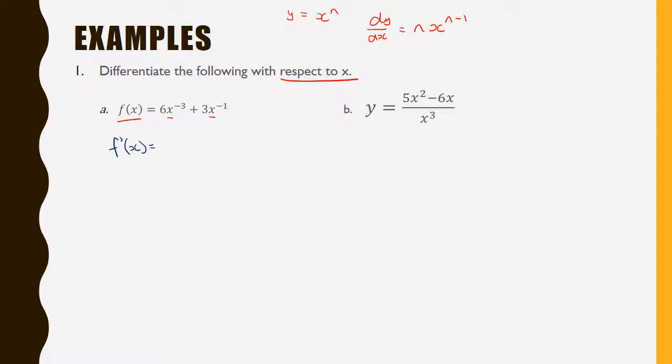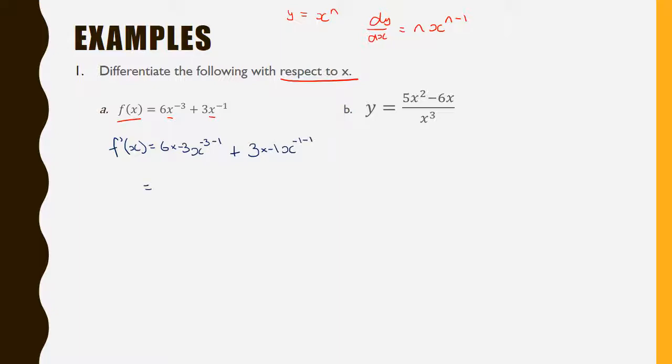So to differentiate, we multiply by the power. So we'll have 6 multiplied by the power, which is negative 3. X to the power of, we subtract 1 from the power, so it will be negative 3 minus 1. Plus, for our second term, we have 3. We multiply by the power, which is negative 1. We subtract 1 from the power, so I'll have negative 1 minus 1.